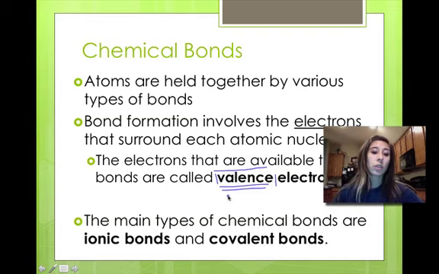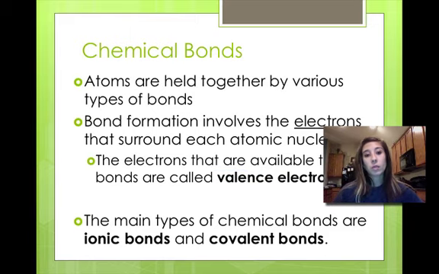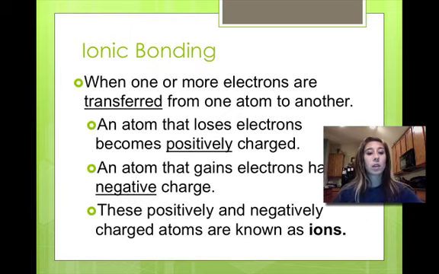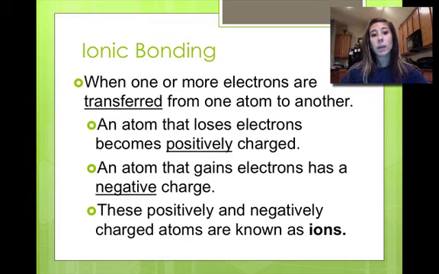And there are two main types of bonds that we'll discuss, and those are ionic and covalent bonds. So let's first discuss ionic. Ionic bonding is when one or more electrons is transferred from one atom to another. And notice the things that I'm underlining here. I'm underlining the fact that an electron is transferred. It's actually given away from one element or one atom to another.